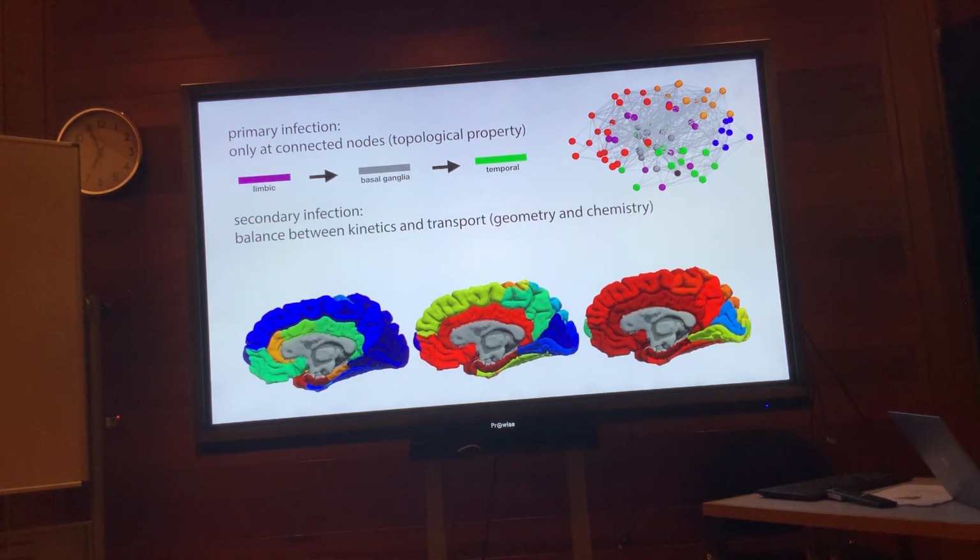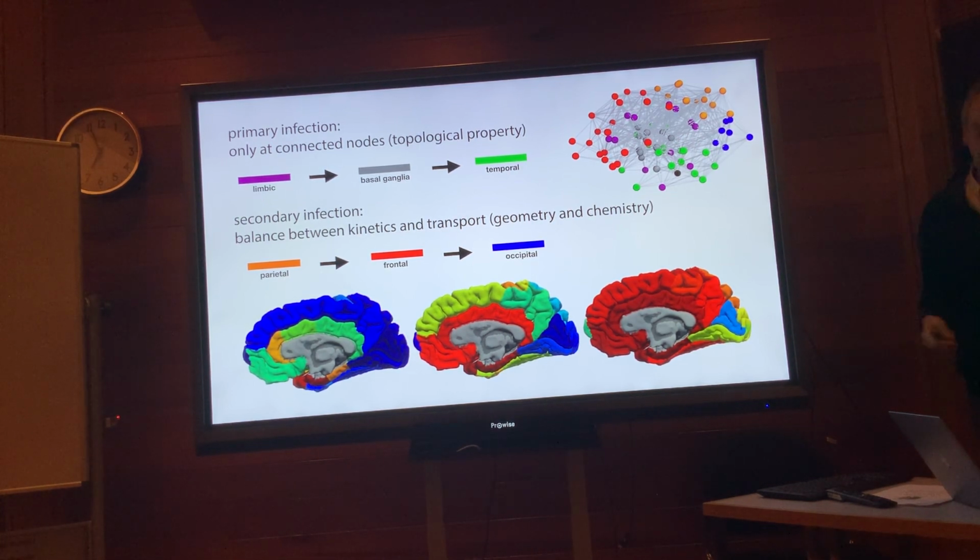And then you have a secondary infection that you can show really depends on the details of the kinetic and the transport process. So that part is related to geometry, notion of length, and chemistry, whereas before it's mostly topology, when the two things are connected, not how far they are. And that's where you have further invasion, parietal, frontal, and occipital lobe. So you recover all these aspects.